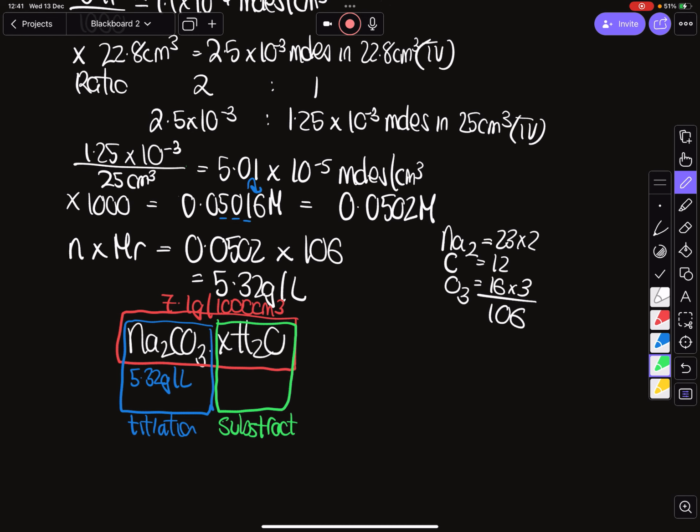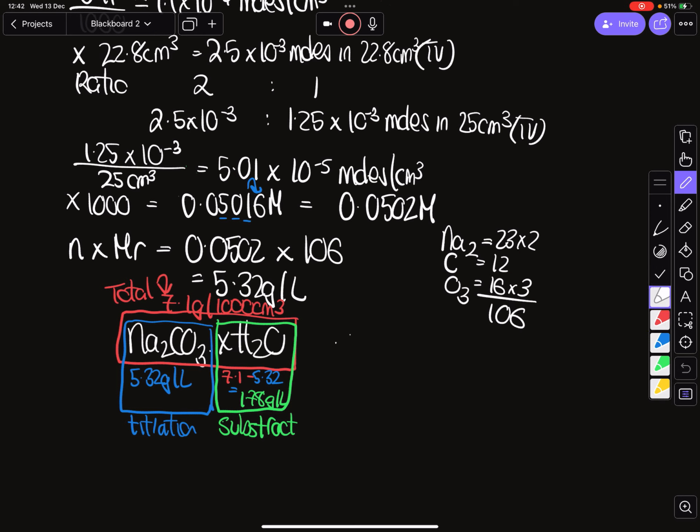It becomes a subtraction of the 7.1, take away your 5.32, and when we are done, we will have 1.78 grams in a litre. Okay, so it's really important that you can see everything. So this is whatever our total, what we weighed out at the beginning, includes the carbonate and the water. When we titrate, we find the carbonate alone, and the difference between them is the water.